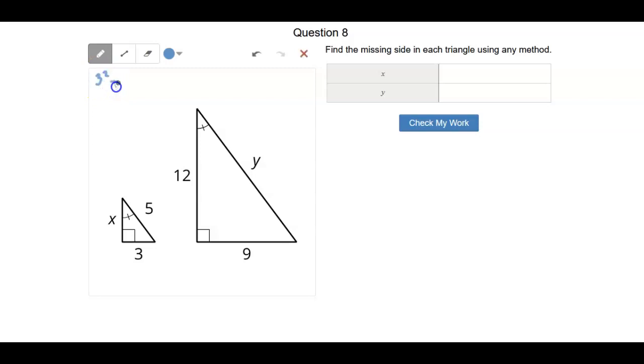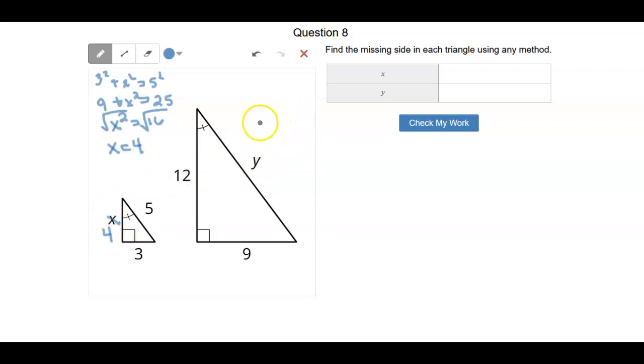3 squared plus x squared is equal to 5 squared. So 3 squared is 9. X squared, we're going to leave as x squared. 5 squared is 25. Subtract 9 from both sides, so we get x squared is equal to 16. Last step is always to take the square root on both sides, so x is equal to 4. So x over here is equal to 4.